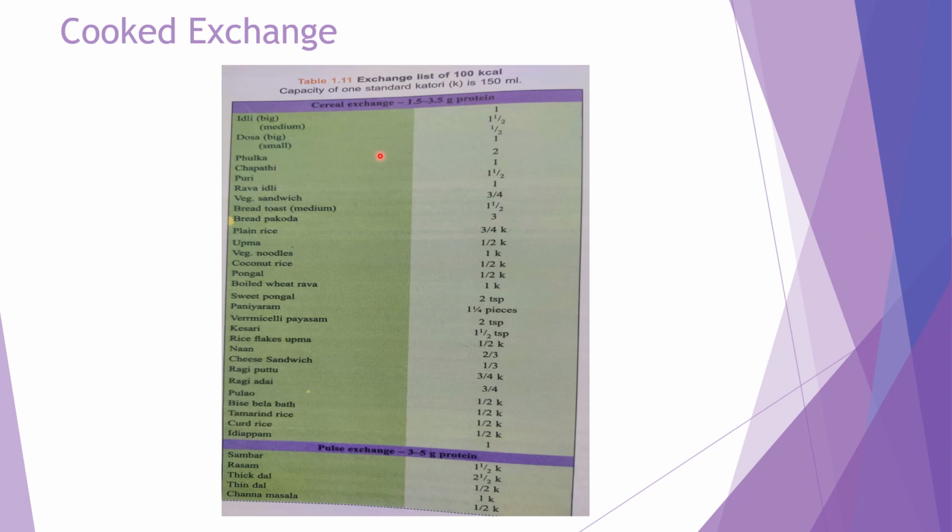So here also, different cereal exchange, all the cereal recipes are there. Pulse exchange, commonly used pulse recipes are there. Meat exchange, under that also some commonly used recipes they have mentioned. Milk exchange, vegetables and fruit exchanges. So all these are deriving 100 kilocalories per exchange, and the proportion of the protein varies here.